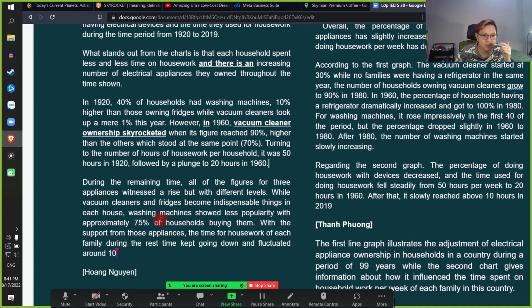Okay. During the remaining time, trong những cái thời điểm còn lại, all of the figures for 3 appliances witnessed a rise. Chứng kiến một sự gia tăng. But with different levels, nhưng với một cái mức độ, những mức độ khác nhau.